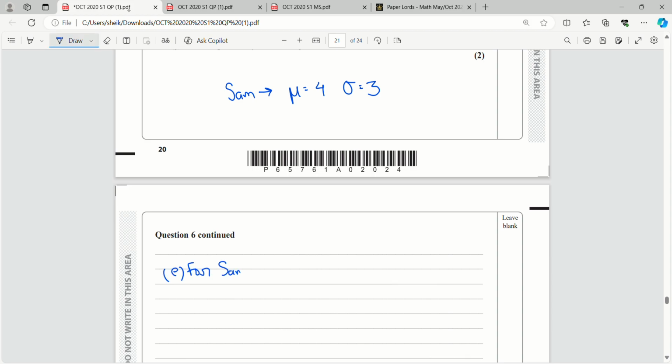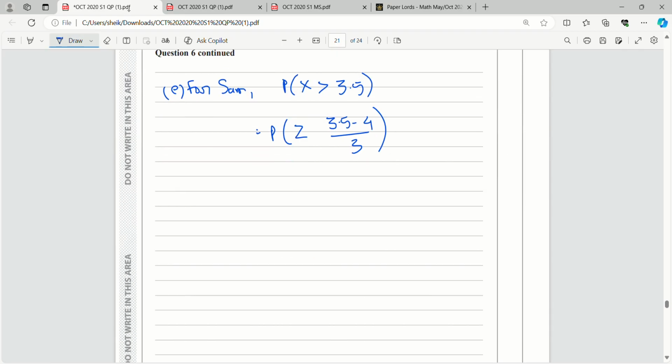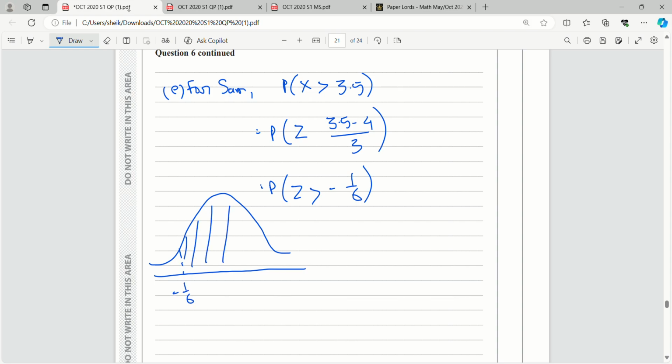For Sam, we're considering P(X greater than 3.5). If I convert that to z, that will be (3.5 minus 4) over 3. And that will give me P(Z greater than minus 1 over 6). So this is the probability that Sam wins.